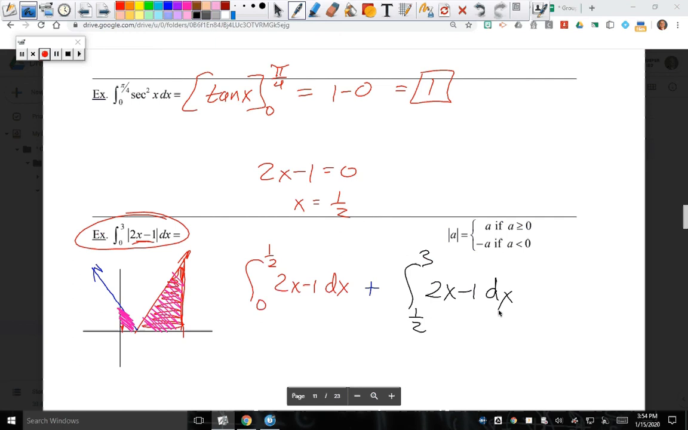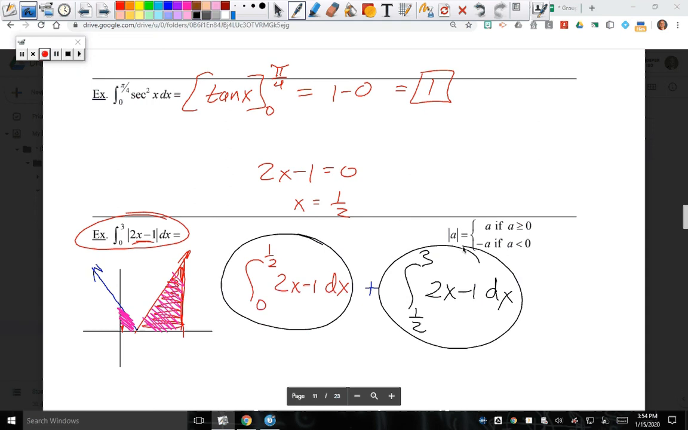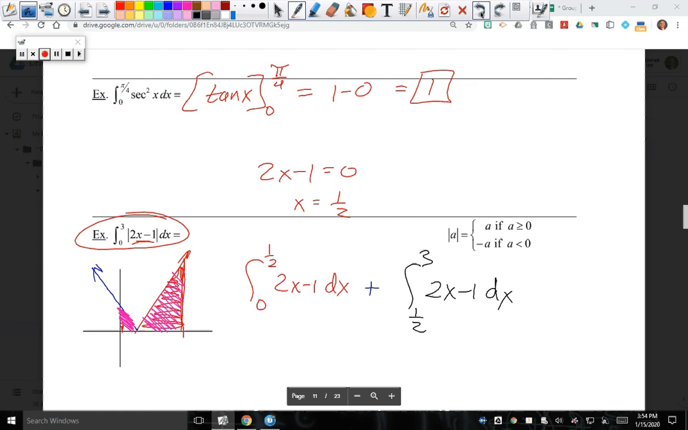You with me? What did I not write? What did I no longer write down? Absolute value, because I'm accounting for it. Displacement or total distance traveled? Displacement. How about here? Displacement. But what am I trying to interpret from all of this? Total distance traveled. So guess what I'm going to do after I get my antiderivative and plug it in?